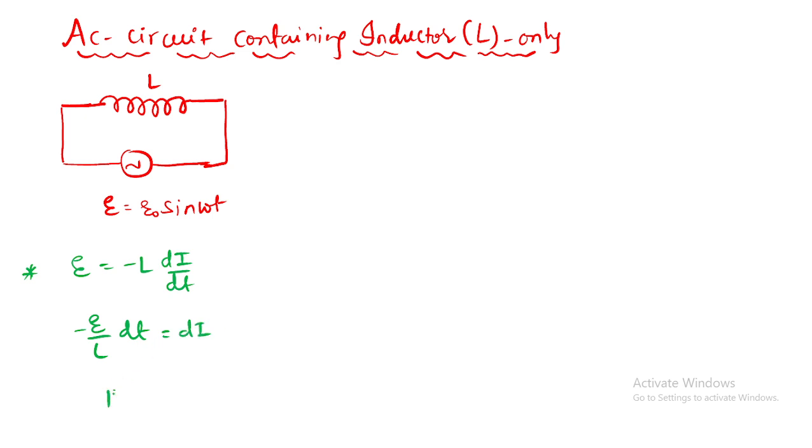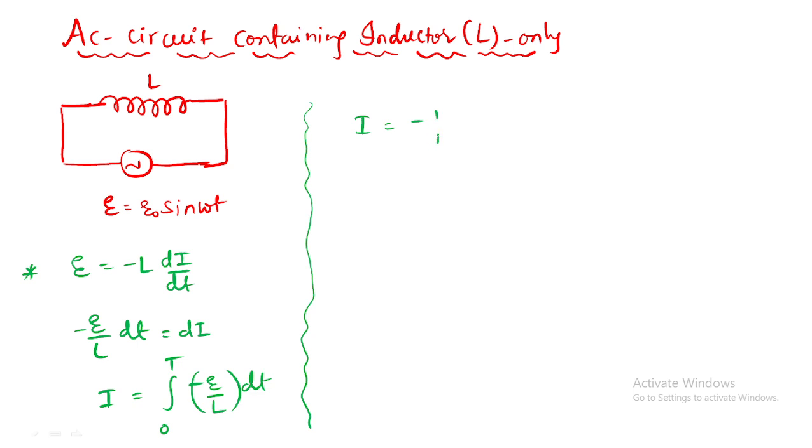Or else I is equal to, you have to integrate for the whole cycle 0 to t, minus E divided by L into dt. Can I write like this? Yes or no? Right? Now a few things we'll try to do here. So I is equal to, now minus 1 by L I can take out, integration of 0 to t. Let's say this is equation 1. Let's say this is equation number 2. Yes or no?